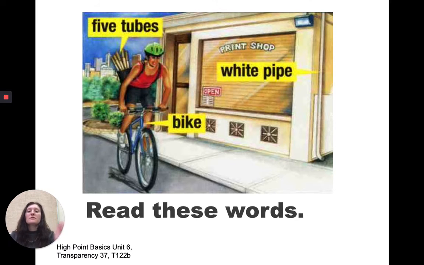All right, so let's look at these words here that we see in the picture. So we have the word five, tubes, white, pipe, and the word bike. And we'll get into how we can distinguish between long and short vowel sounds.